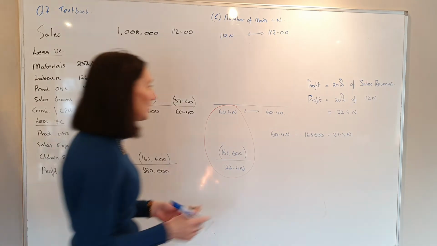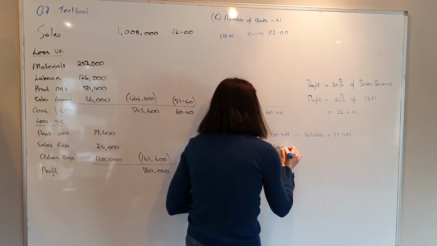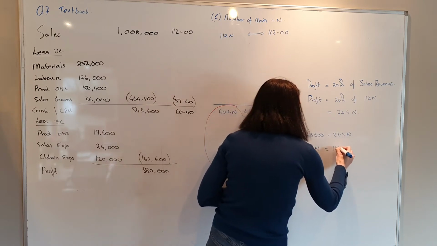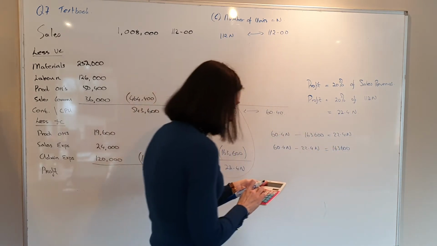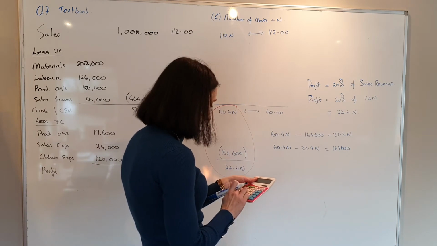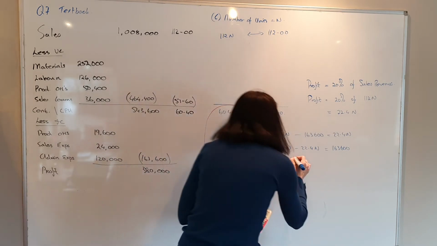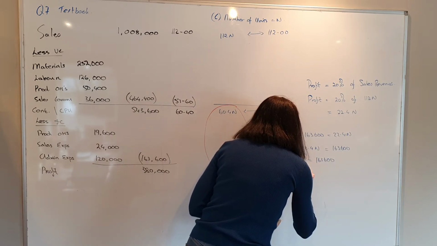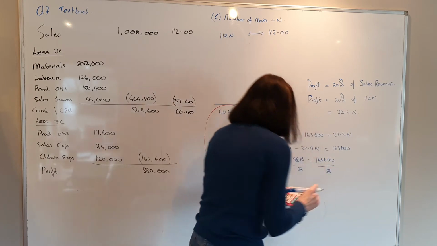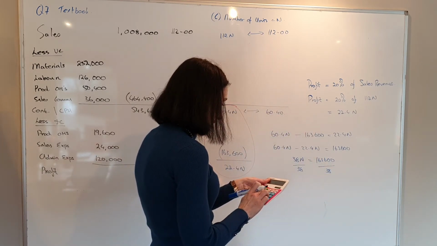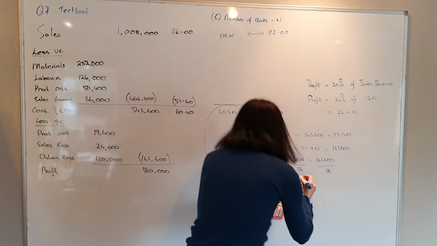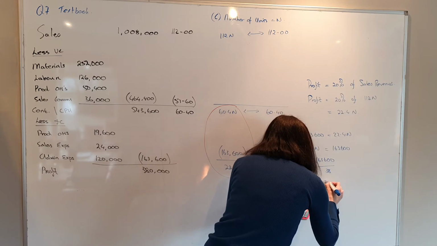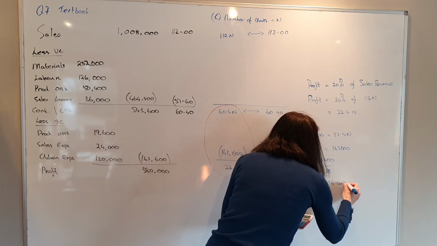Okay, and again, you bring your n's to one side and your numbers to one side. Okay, so that's 60.4 minus 22.4, that's 38n is equal to 163,600. So n is 163,600 divided by 38. Now remember, you're always rounding up. 4,306 units. Okay.